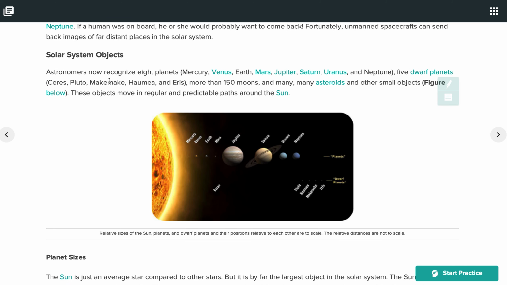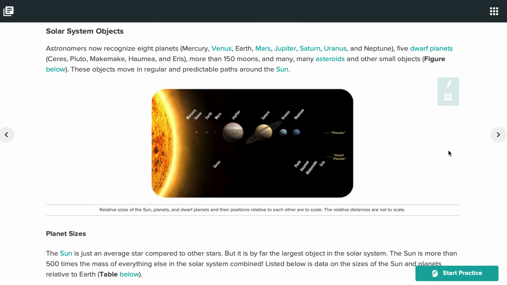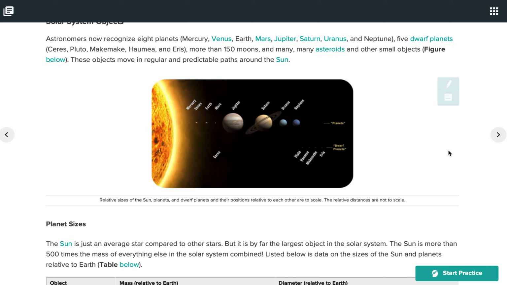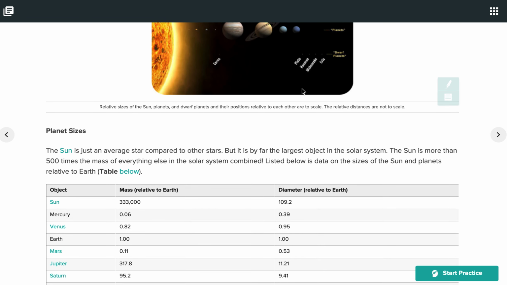Now let's just be clear, this is not make-make, it's called Makemake. It's named after a god, the fertility god, I know, funny, of Easter Island, because that dwarf planet was discovered on Easter. We'll touch base on those a little bit later.